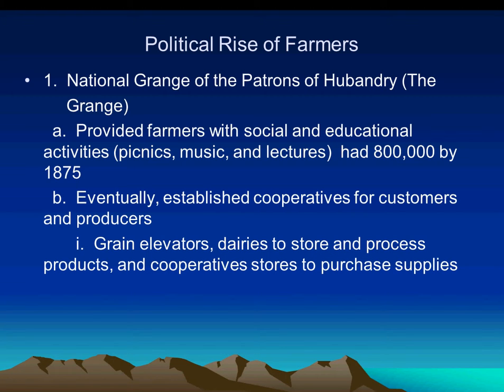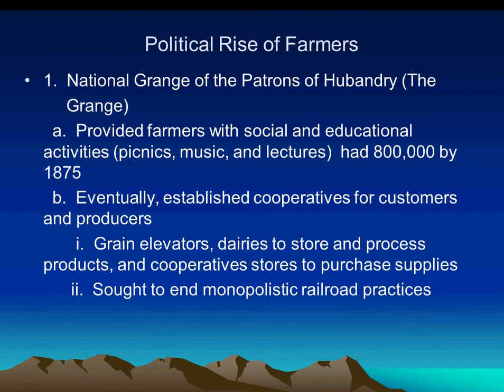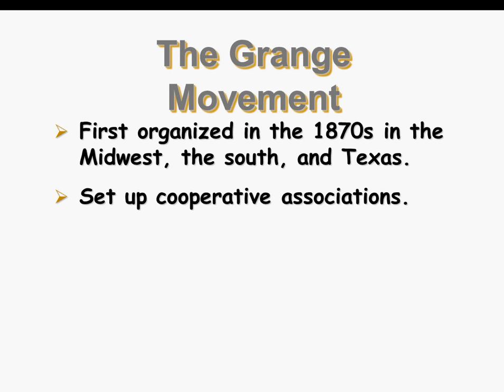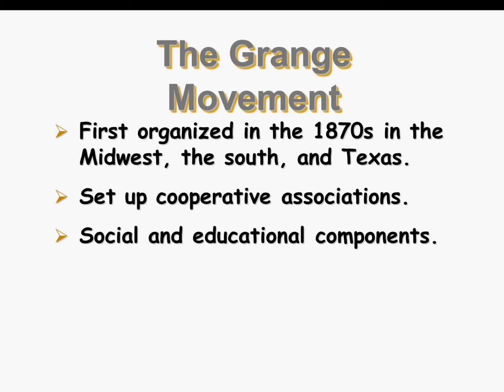They pushed for grain elevators. They wanted their products to be able to be stored and purchased at a later date. They sought an end to monopolistic railroad practices, that is, favoring certain businesses and sticking it to the farmers. The Grange movement originally started in the 1870s in the Midwest, South, and Texas. Again, they set up cooperatives where they would buy and sell things, and there was certainly a social and economic component to their organization.